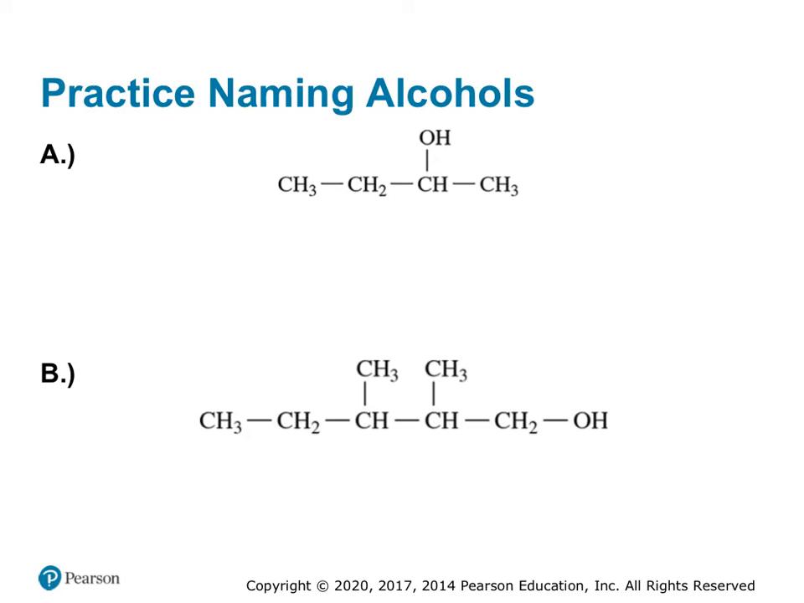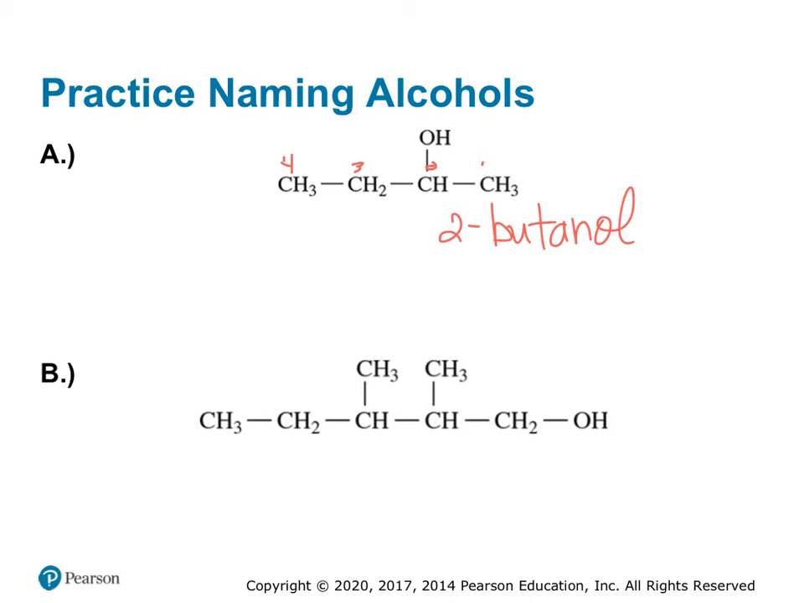So here's a couple more to practice. Looking here, I see I have 1, 2, 3, 4 carbons. So that is butane. So it's butanol. And then I'm going to number my carbons 1, 2, 3, 4, so that the OH group gets the smallest number, so it's known as 2-butanol. There are no other substituent groups, so that's the name.